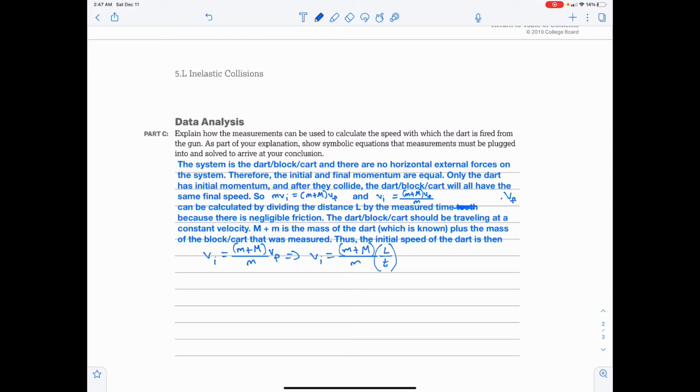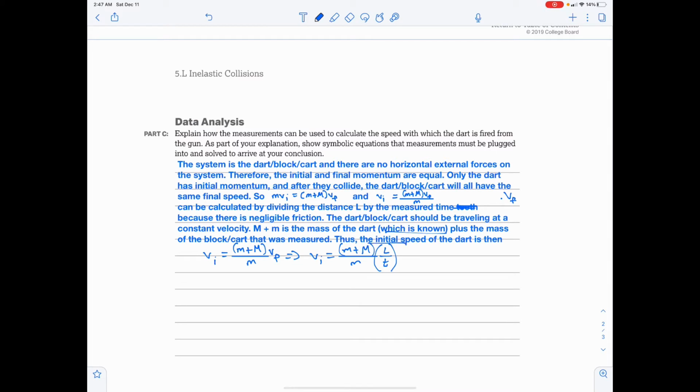So the big M plus little m is the mass of the combined system, the mass of the dart plus the mass of the block-cart system. And you can basically find the initial speed this way, and then we can substitute for V final the length that it travels divided by the time it took to travel.